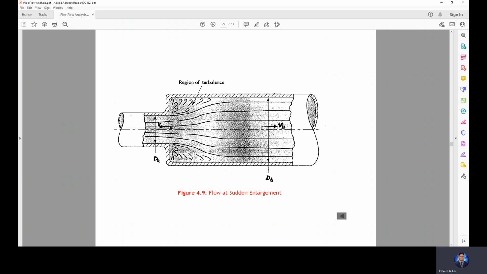Sudden enlargement causes loss of energy because of this region of turbulence, with very low velocity in this part and high pressure. So you have turbulence, and so you have energy loss due to that enlargement.